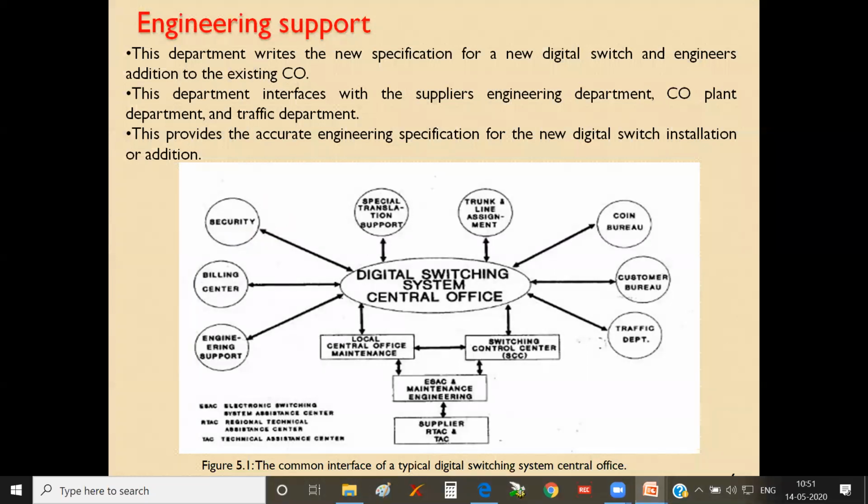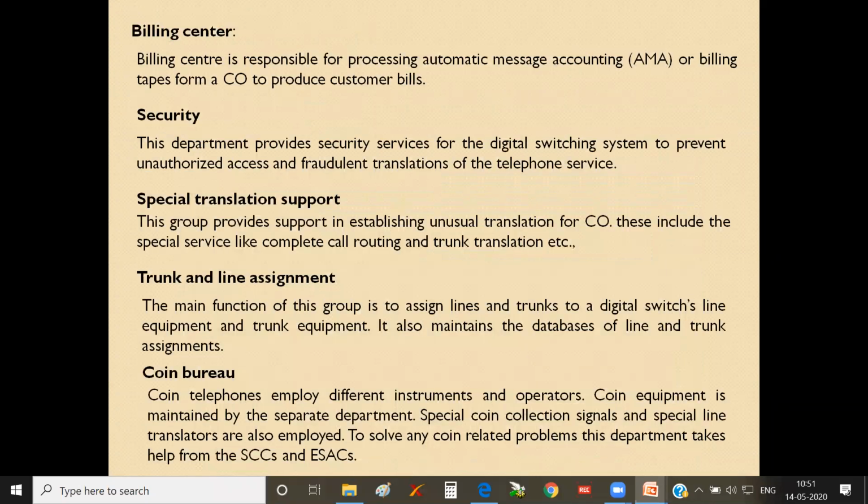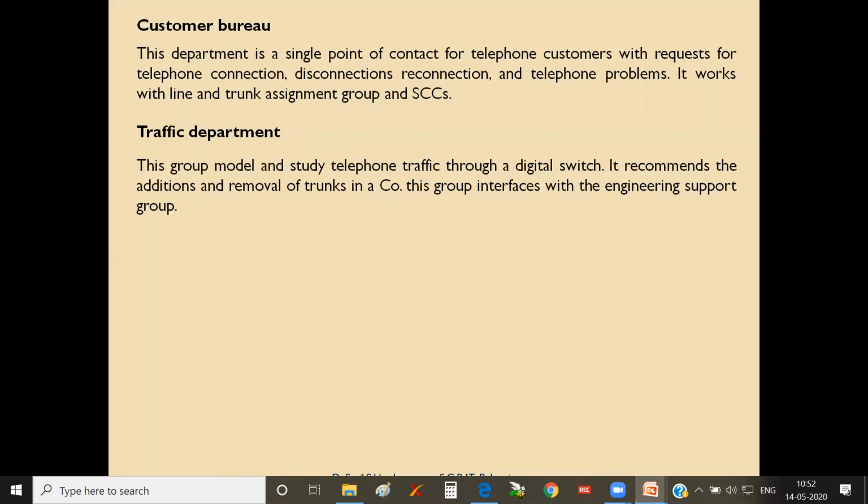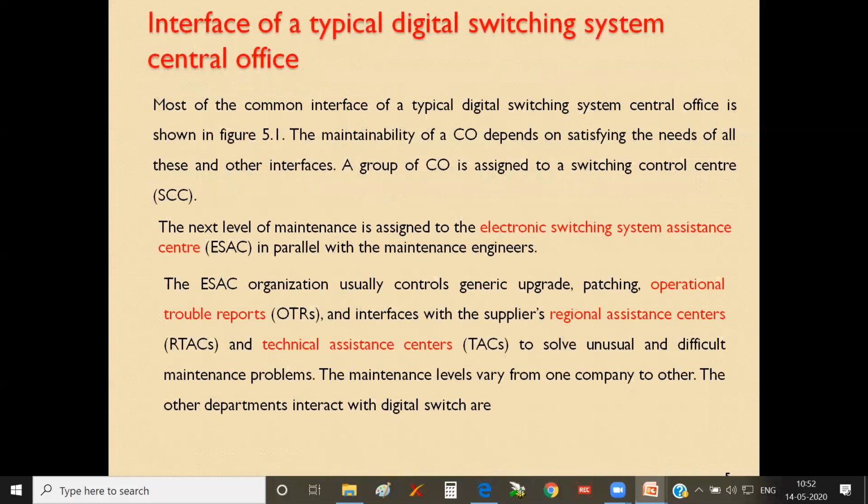Okay. So in general, these are the departments. This is the central office we have, and how exactly they are going to interface to the central office, that is what they have explained here. And we require all these parameters, like at the customer end and as well as at the office end: billing center, security, special translation support, trunk and line assignment, coin bureau, customer bureau, and traffic department. So these are some interfaces or interfacing subcomponents directly to the central office. And there they are going to talk about maintainability, and that maintainability directly depends on the needs of those particular devices. Depending upon the needs of all these and other interfaces, it is going to maintain the central office. Okay.